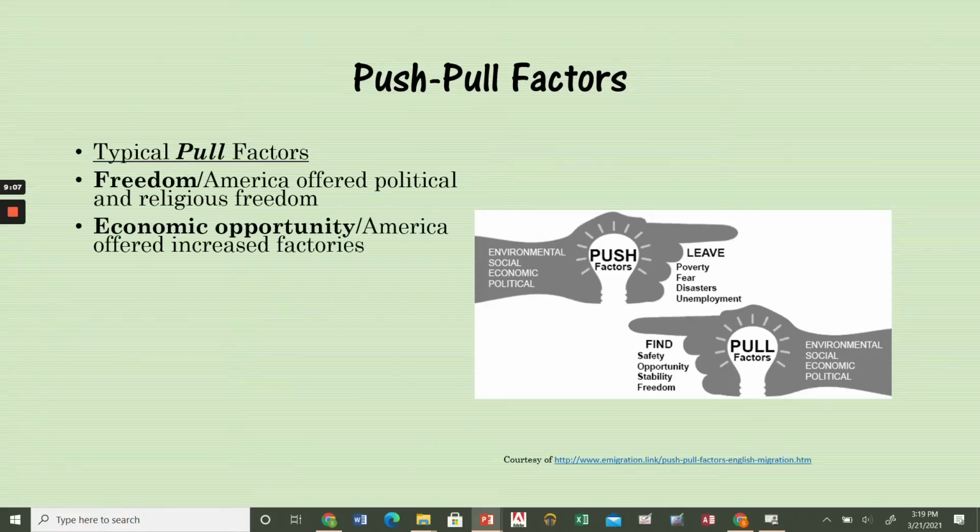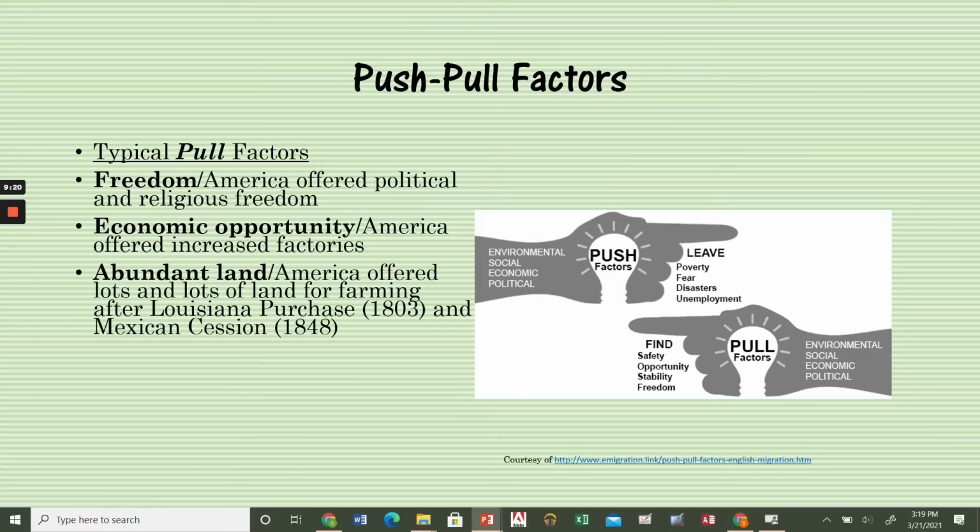Economic opportunity. Simply put, America had lots of land for people to start farms. They had lots and lots of factories that needed lots and lots of workers. So there was a lot of economic opportunity in America in the 19th century. Which again, I sort of jumped ahead here.